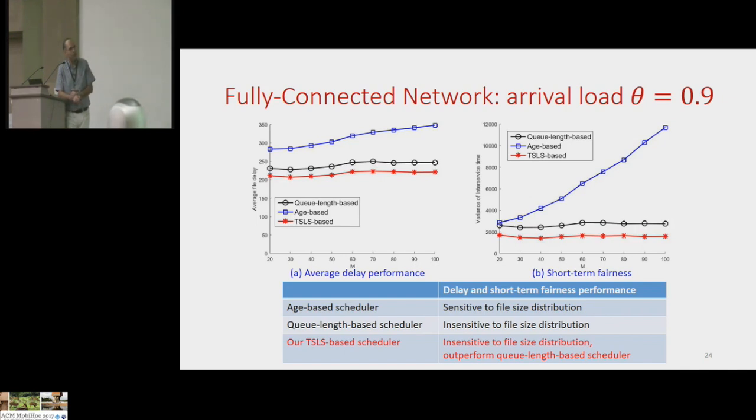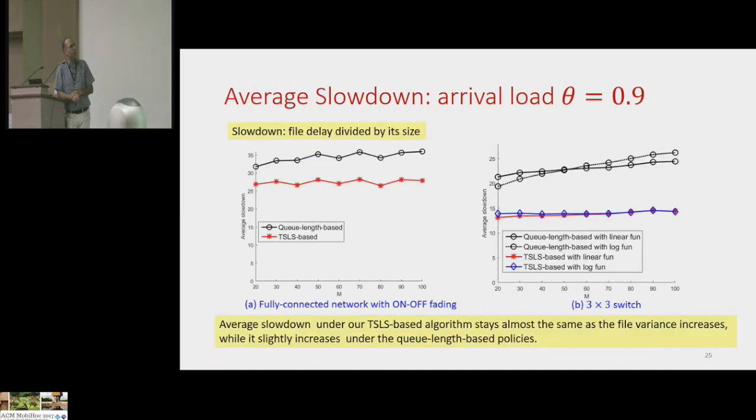And in terms of short-term fairness, the difference is even bigger for the age-based one. The age-based one is a lot more affected by the variability of the service times or inter-service times. So insensitivity seems to be exhibited through the example. This is done for the fully connected network.